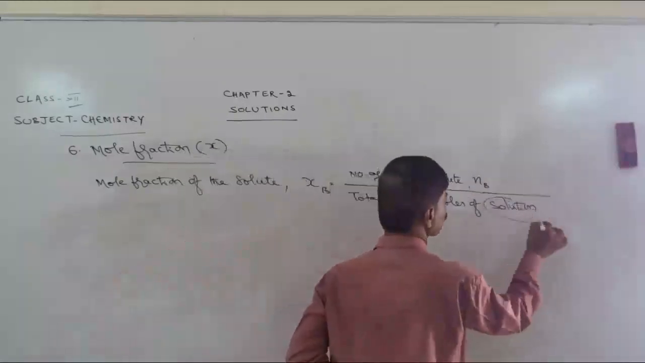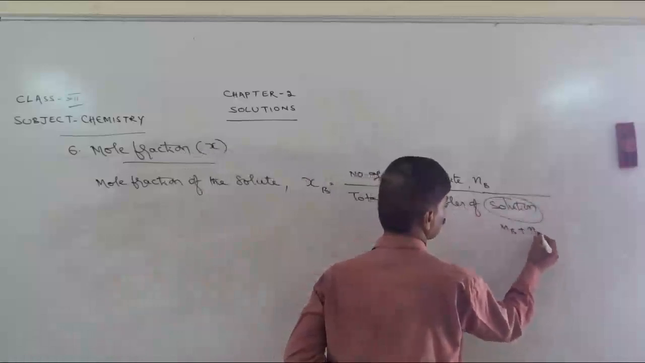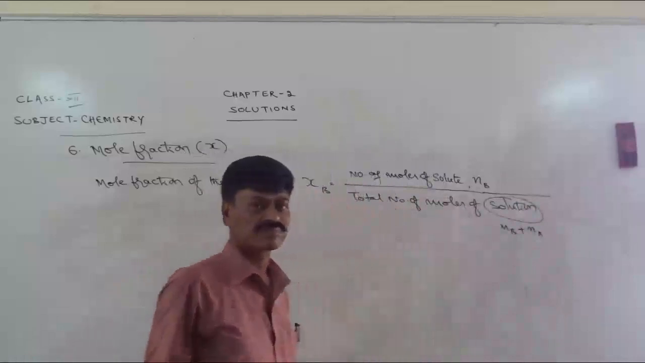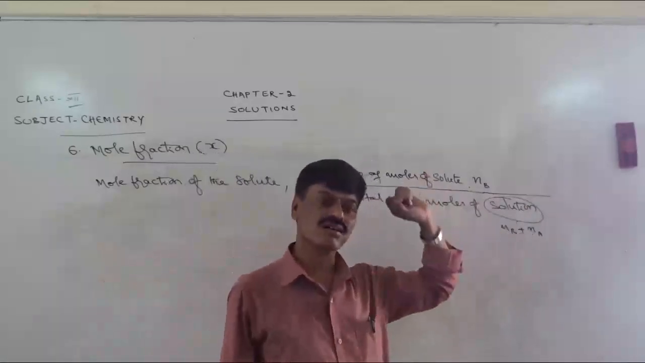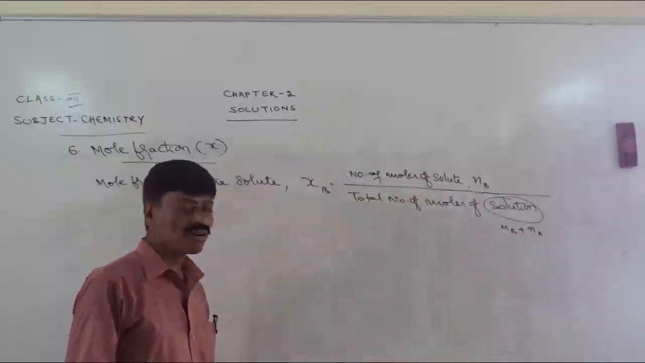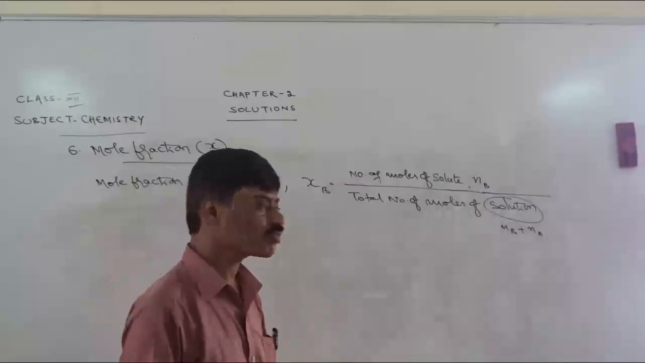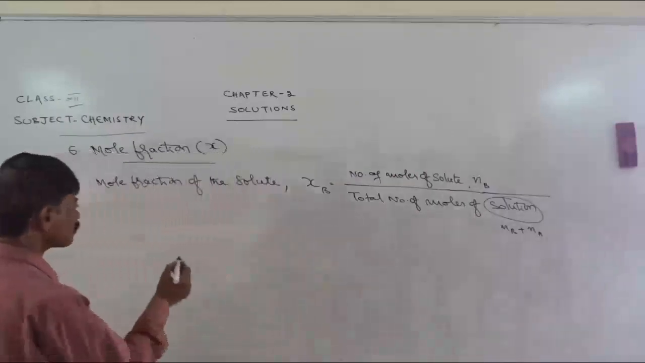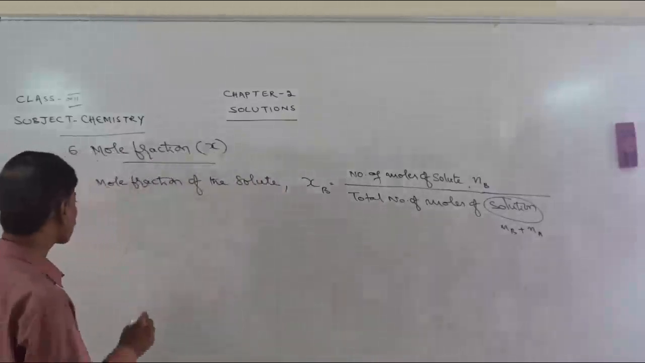So in the case of solution, what we do is we add nA to nB. This is our solvent and this is our solute. So when solute and solvent are added, we will get the sum of the number of moles of solution, or total quantity of solution, we can say. Now, if we need to calculate mole fraction of solvent, how should it be calculated? Let us see.